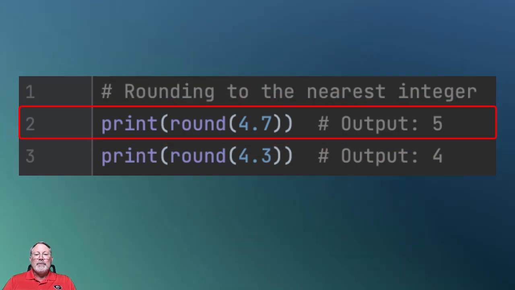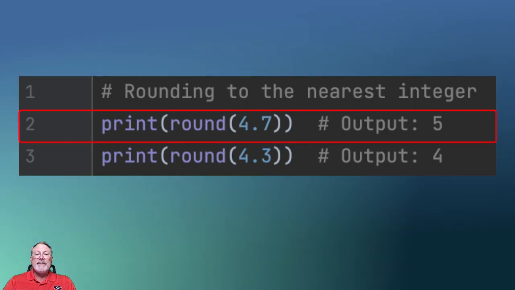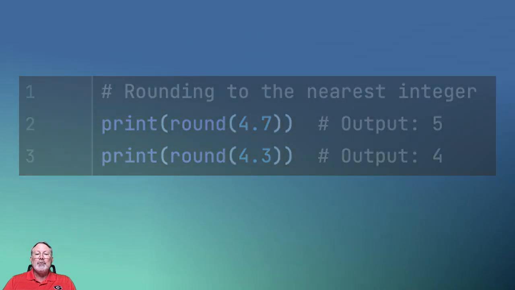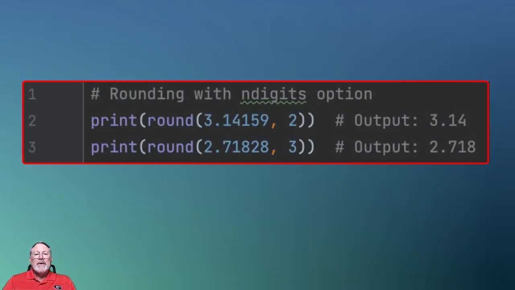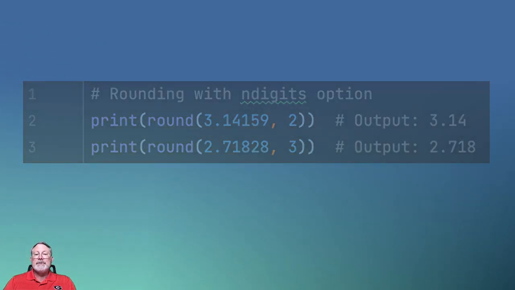Here, the round function rounds 4.7 up to 5 and 4.3 down to 4, following standard rounding rules. Now, let's round to a specified number of decimal places using the n digits parameter. In this example, round reduces the numbers to the specified precision for cleaner outputs.